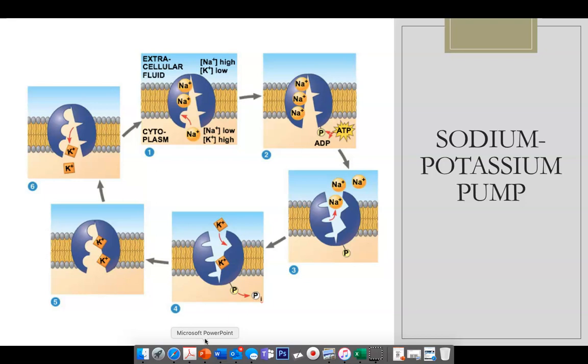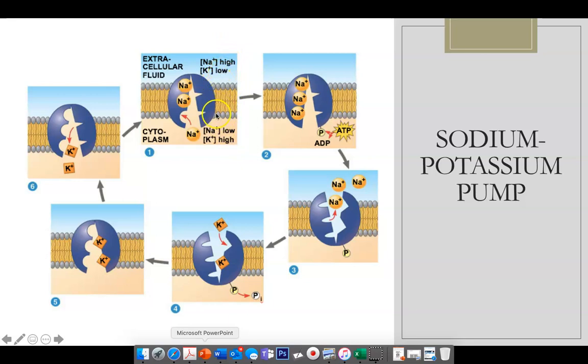The goal of the cell is to keep the sodium ions low on the inside of the cell and the potassium ions high on the inside of the cell. Remember, the natural tendency of things is to move from high to low. So the sodium natural tendency is to come into the cell, to go from high concentration to low. But we need to keep the sodium in the cell low. So we need to keep pumping out those ions as they get into the cell.